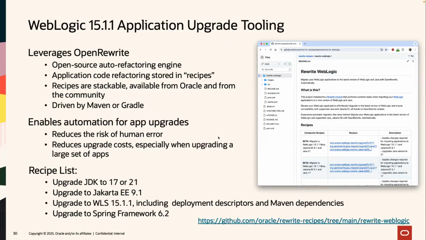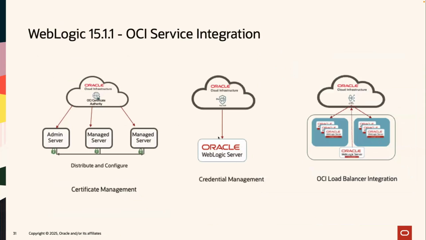refactoring engine that enables you to modify sources based on recipes that can be run in combination, driven by Maven or Gradle to automate the conversion of your applications to newer versions of technologies like Jakarta 9.1. We're providing recipes which will enable you to upgrade your applications to Jakarta 9.1. All these recipes are available in open source.